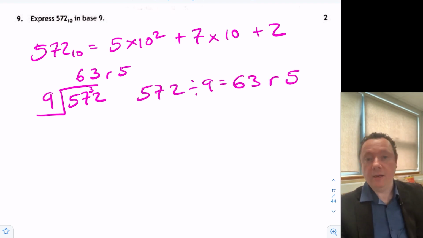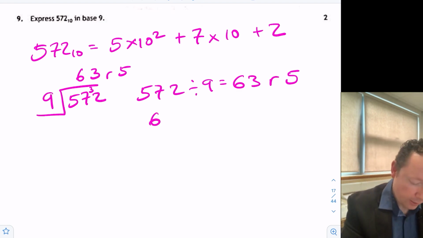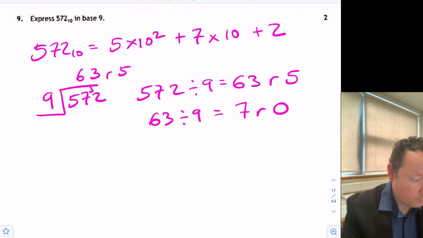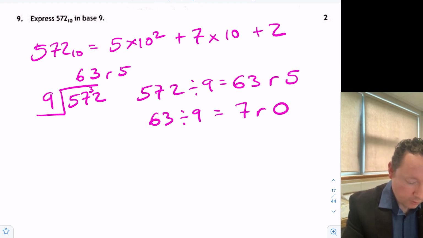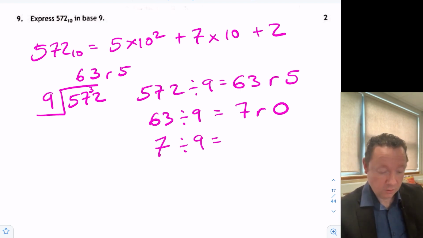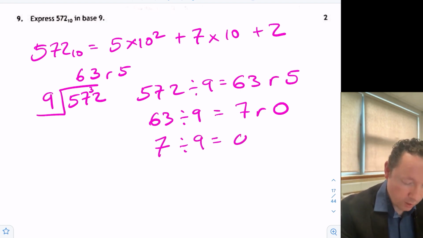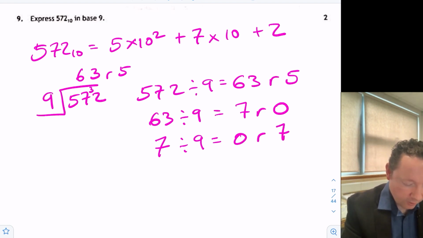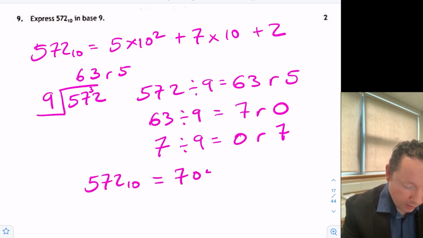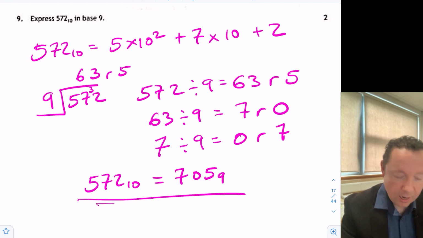So then we can just divide 63 by 9. Well, 63 by 9 is pretty simple. It's 7, remainder 0. And then taking our 7 divided by 9, well, we get no 9s going into 7, so 0, and we've got a remainder of 7. And therefore, we can just read it backwards, 705. So 572 in base 10 is equal to 705 in base 9. And we're done there.